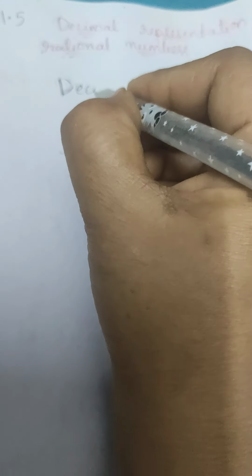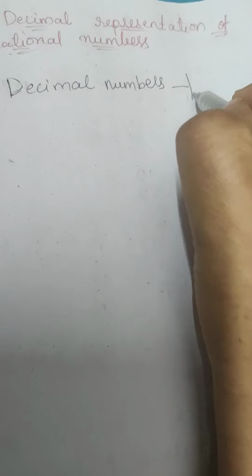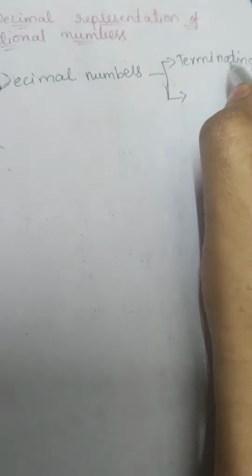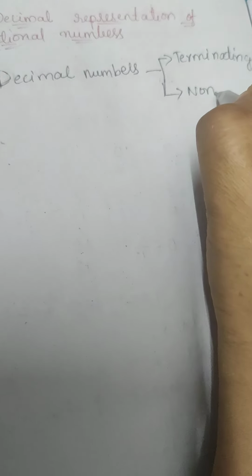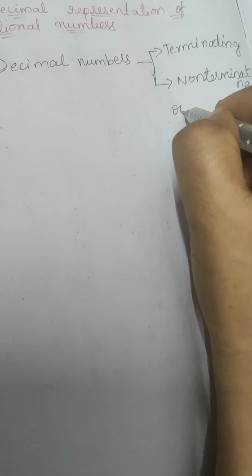These decimals are of two types. We have terminating decimals. Terminating means there will be an end, and non-terminating means there is no end for non-terminating decimals. Non-terminating or recurring decimals.